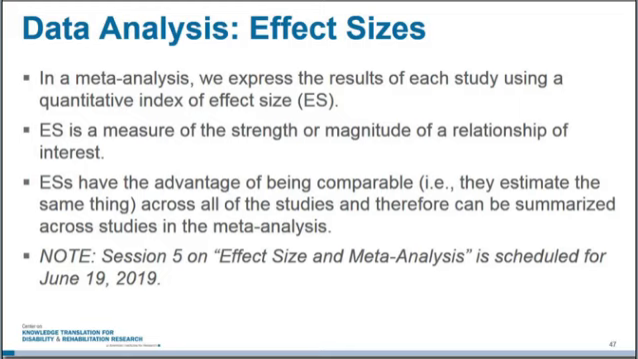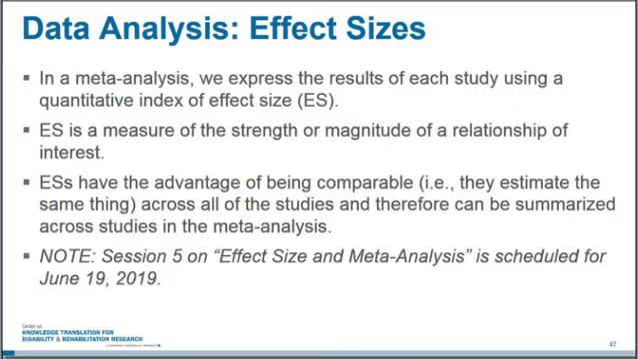Okay, so the meta-analysis is focused on effect sizes. Effect size is our unit of analysis in a meta-analysis. For every study, we express the results using a quantitative index of effect size. We think about effect sizes as a measure of the strength or magnitude of a relationship of interest. That might be the difference between the treatment and control group, so that treatment effect, or it might be a correlation. Effect sizes have the advantage of being comparable. They estimate the same thing across all studies and can then be summarized in a meta-analysis.